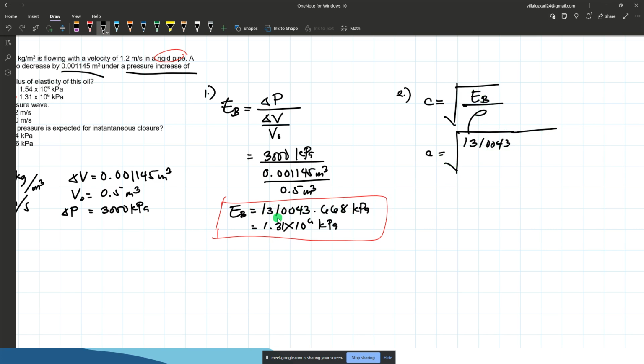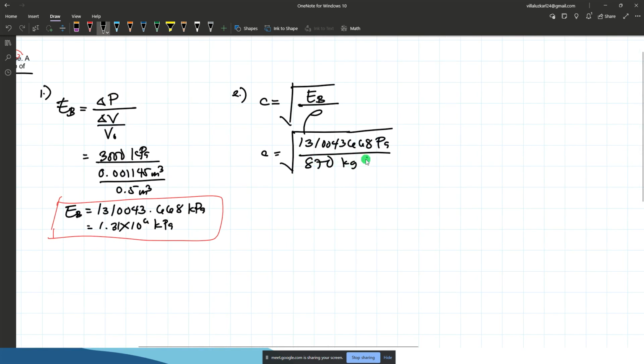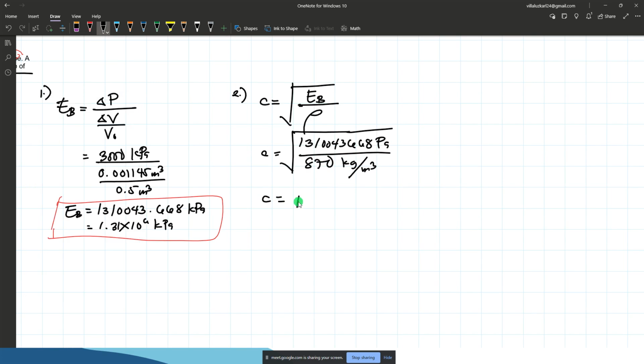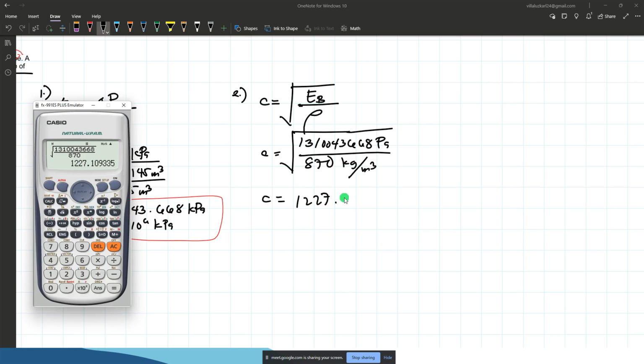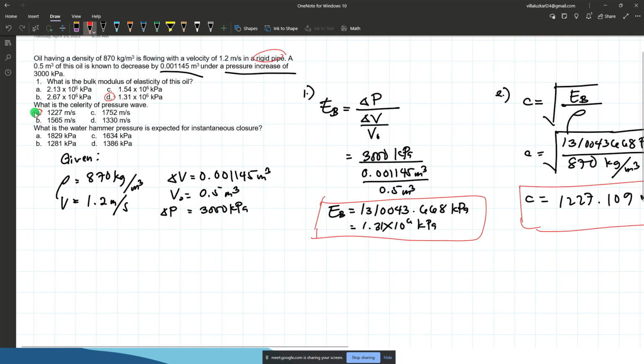So we multiply 1000 on this bulk modulus of elasticity to convert it into Pascal. So this is Pascal divided by the given mass density, 870 kilograms per cubic meter. So the celerity is the square root of 1,310,043,668 over 870. The answer is 1227.109 meter per second. 1227, letter A.